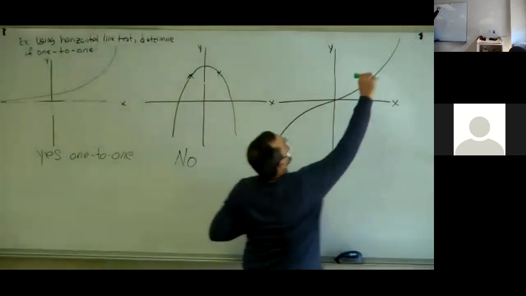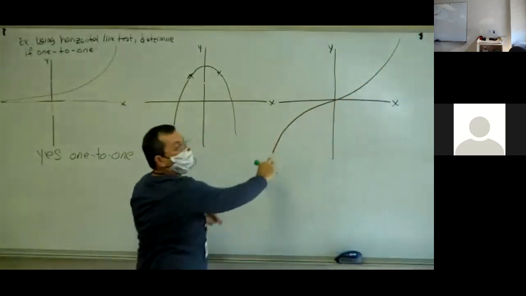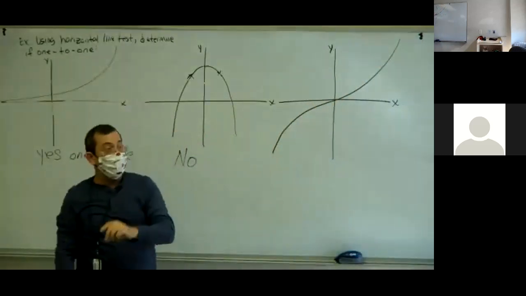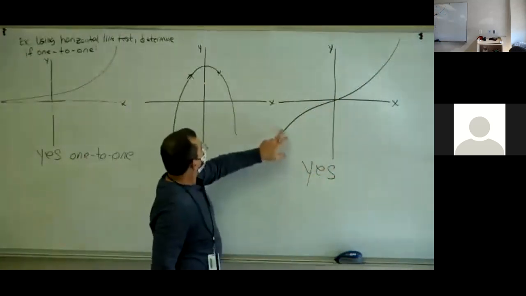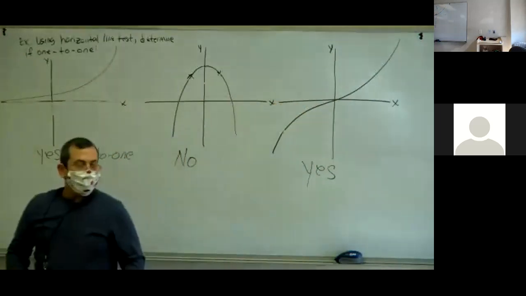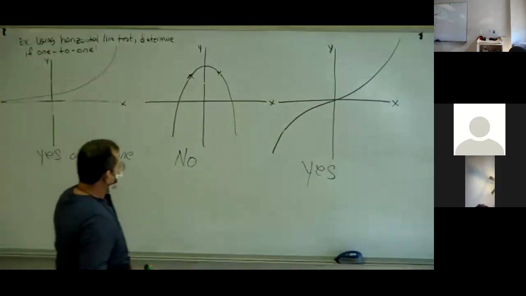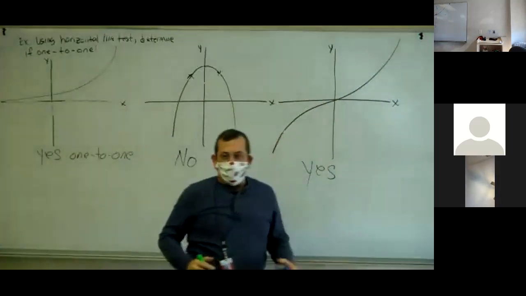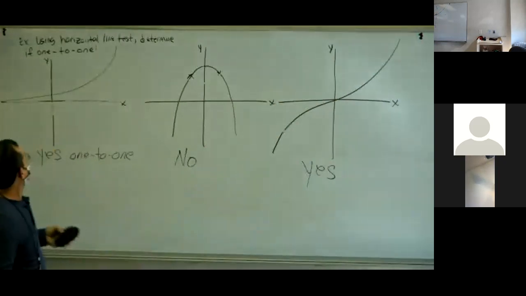This one, if I run that horizontal line down it, I'm intersected everywhere on that graph one time. So this would be a yes. So all the y values only got one x value on that, okay? So now y'all got to keep up with vertical lines and horizontal lines, okay?